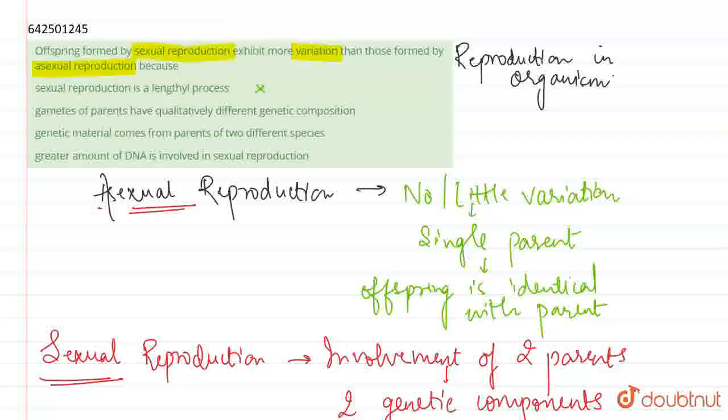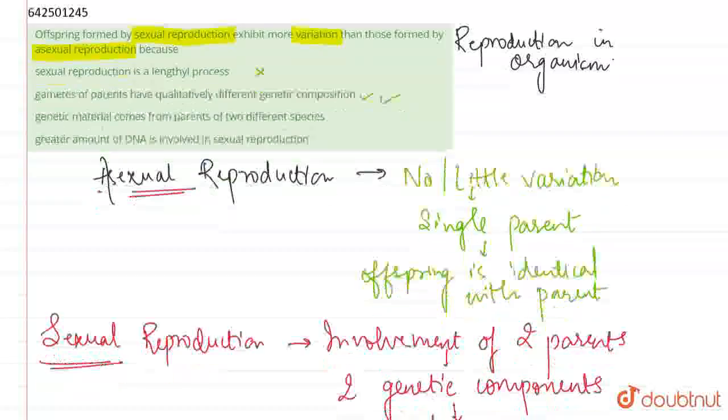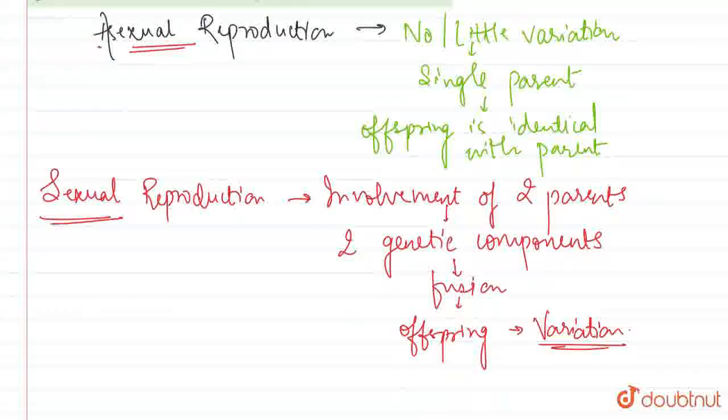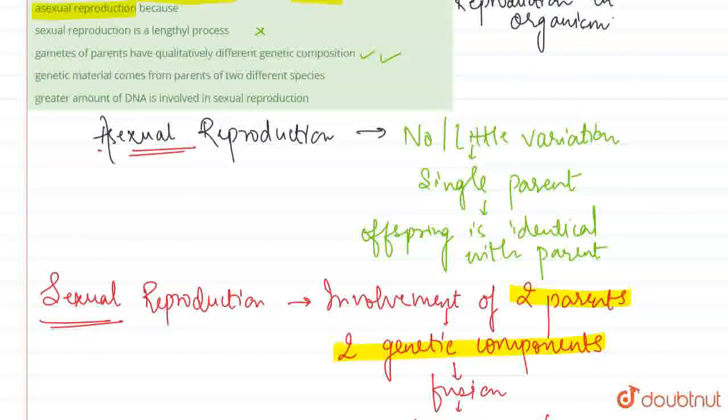No. Gametes of parents have qualitatively different genetic composition is absolutely right. There are two parents involved as we just saw. So two genetic components because two parents are involved. So of course there is scope of what? Variation.